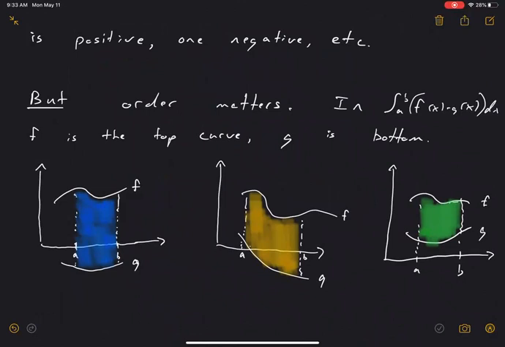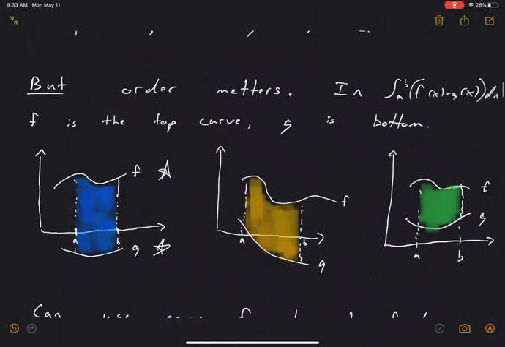So maybe f is positive and g is negative. The integral of f minus g is still going to give me this blue area here, that area between curves. And same thing with this. It doesn't matter if g starts positive and then goes negative, or if everything's positive, like in this case. This f minus g is always going to give me the area between the two curves. But order is important in that I always want the top curve in front. So I always want my integral to be f minus g.